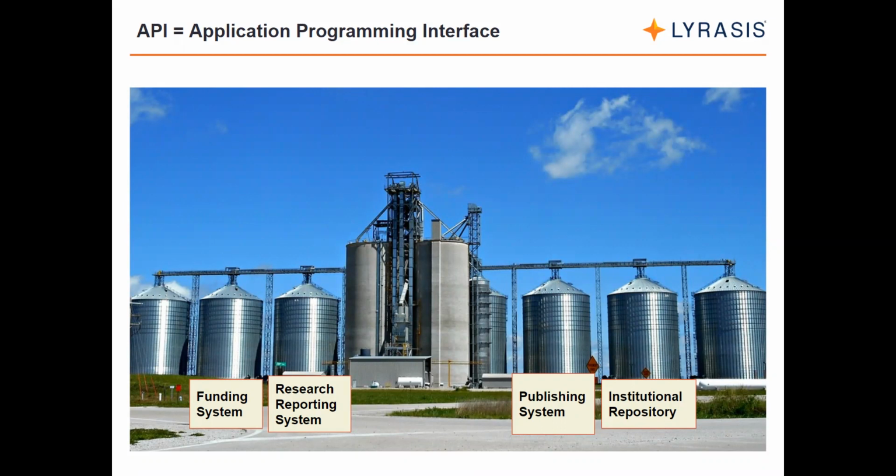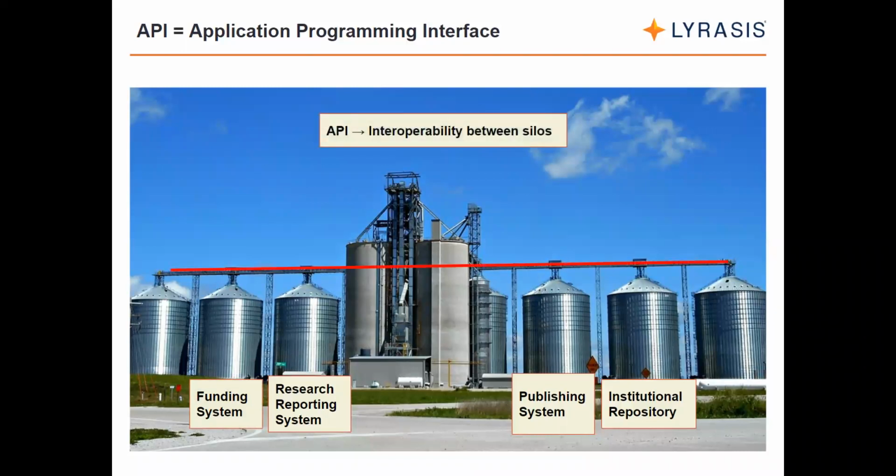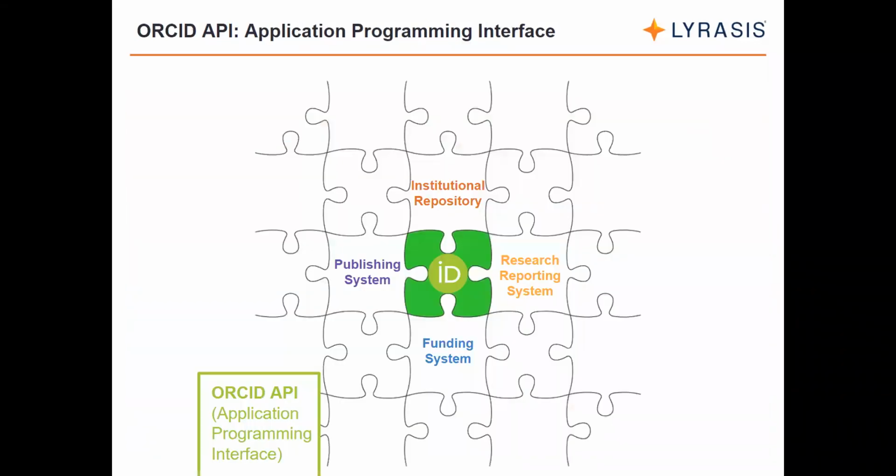Okay, so the crosswalk going over the top of all of these silos can be thought of like an API to allow a degree of interoperability between the data contained in each individual system. This is just one metaphor to help you think about the functionality of an API and what that allows. So basically, the ORCID API provides instructions for how a system needs to be configured in order to interact with your researcher's ORCID records.